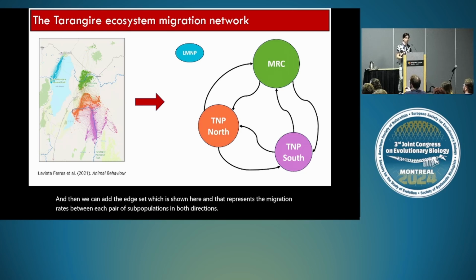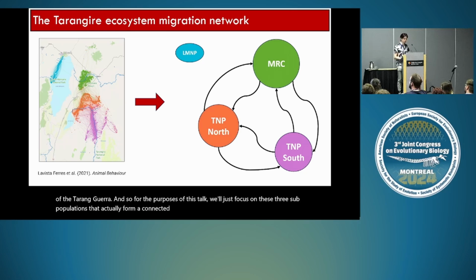And you'll notice that there are no edges connecting to this population, LMNP, and that's just because Lake Manyara, which is shown on the map here, sequesters that population, so that there's been no significant migration measured between LMNP and other subpopulations in the Tarangire. And so for the purposes of this talk, we'll just focus on these three subpopulations that actually form a connected network.